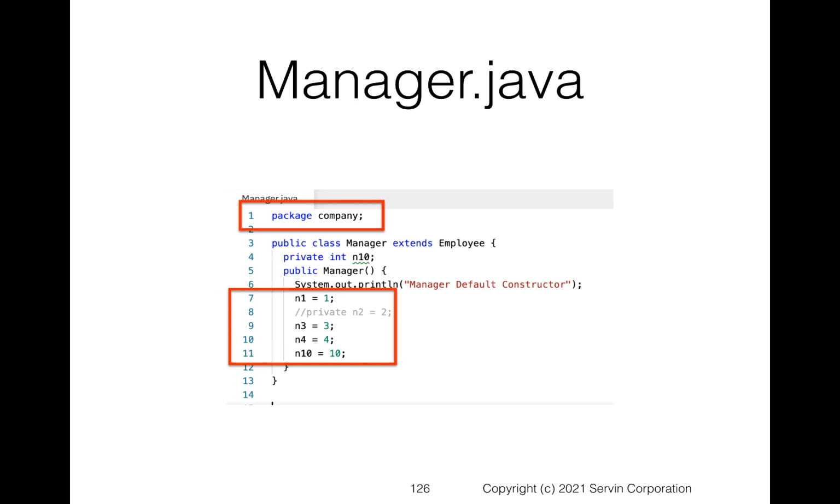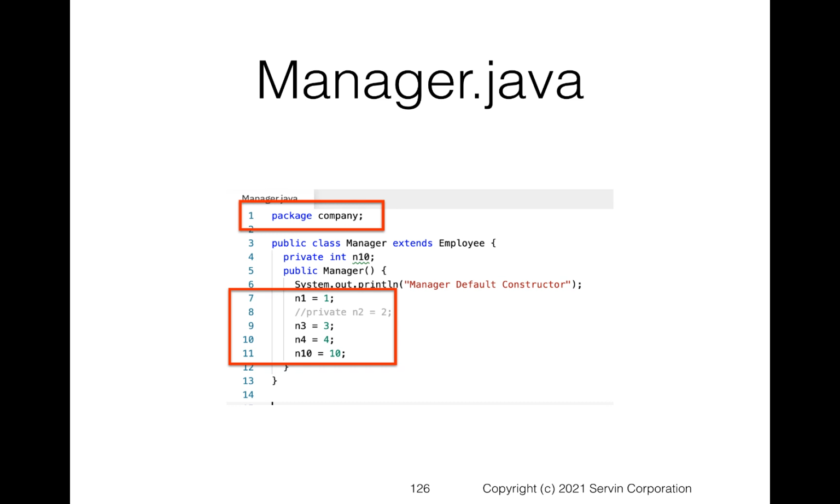Now, for the manager, we're going to do the same thing. And notice, since the manager inherits from employee, at line number 7 it can still access n1. Of course, n1 is coming from the employee that was using the default attribute access. It cannot access, at line number 8, n2. n2 was private to the employee, so the manager cannot access that.